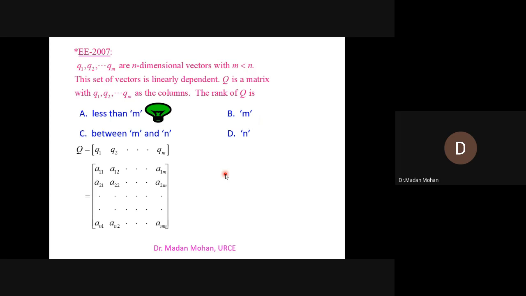Next problem. The problem is given for civil engineering. X equals x1, x2, and so on, xn transpose is an n-tuple non-zero vector. The n cross n matrix V equals x into x transpose.